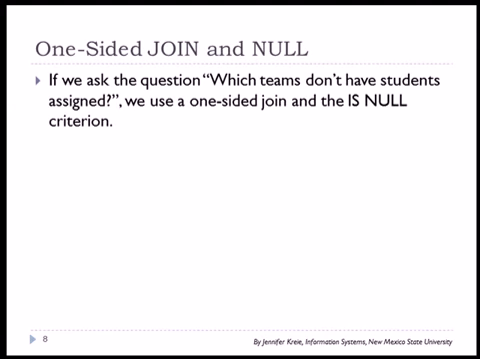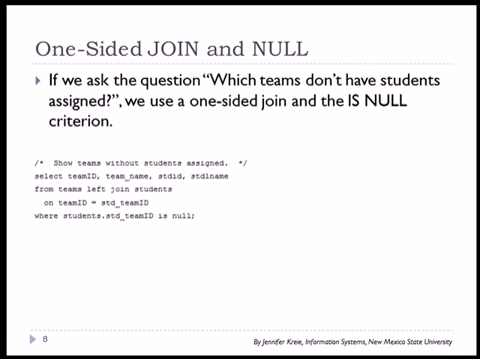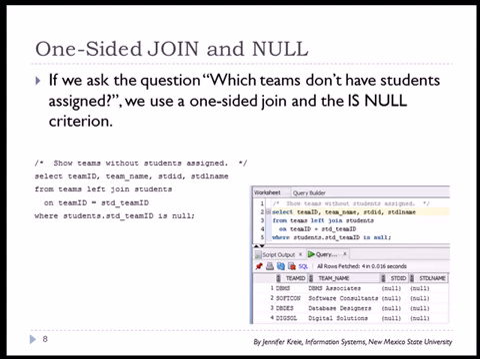What if we have the question, which teams don't have students assigned? So we're doing a one-sided outer join, and we're eliminating some data because we only want to see data that has a null value for the student. So what we have is the from clause, teams left join students, because we want to see all teams to start with. Then we put in the criteria where student team ID is null. And so we run that query, and what we see is these are the 4 teams for which there is no associated student.